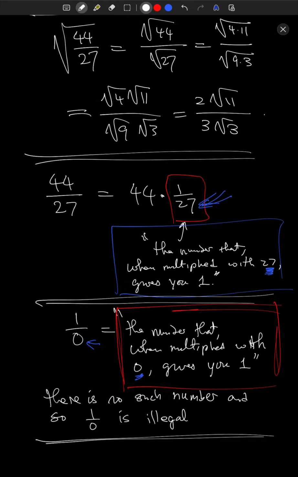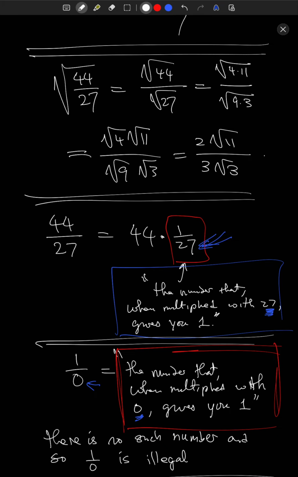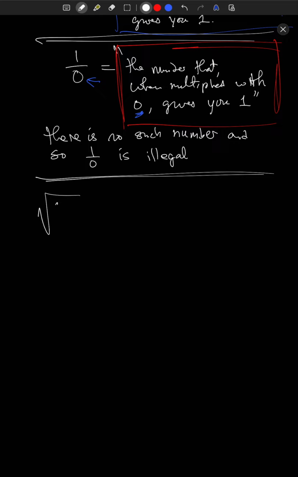Now we just talked about some interactions. We had square root 44 over 27 is equal to 2 root 11 over 3 root 3. So let me just copy that down. 44 over 27 is equal to 2 root 11 over 3 root 3. Oops, sorry. One thing that you almost certainly will have done in the past is when you see roots in a denominator, you've very frequently probably been asked to clear it, right?